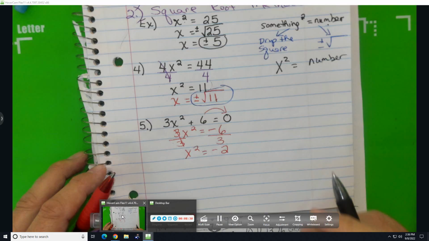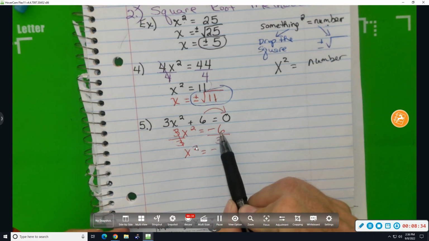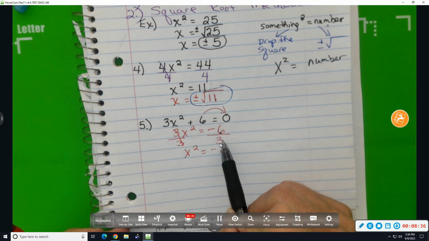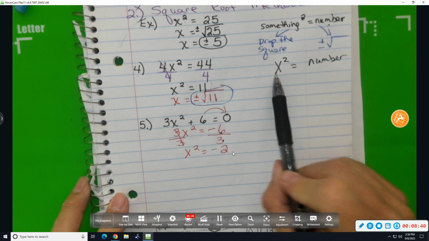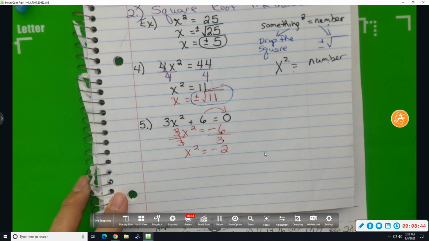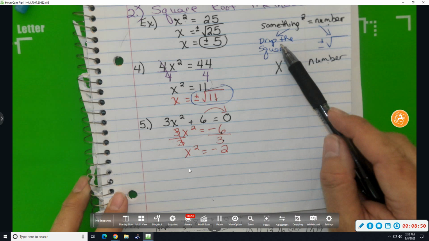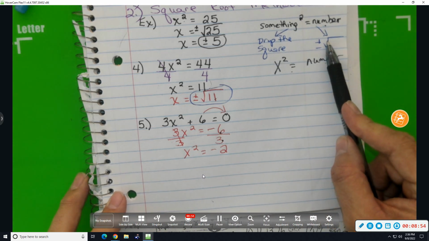Okay, I subtracted the 6 and then divided both sides by 3. At this point, your goal is x squared equals a number. You'll know when it's going to be something other than x squared equals a number. Now are we ready to drop the square on the left and take the positive and negative square root of the number on the right?